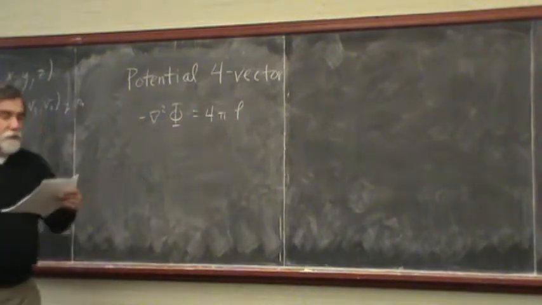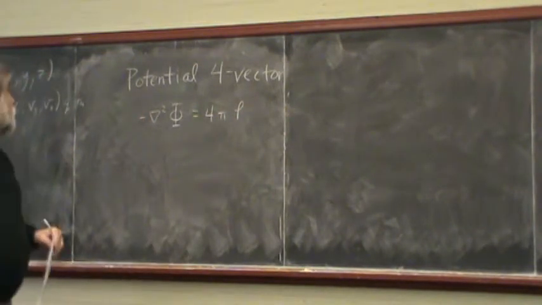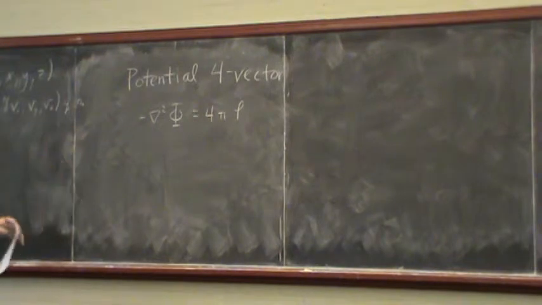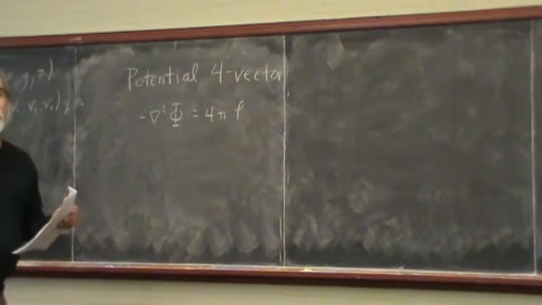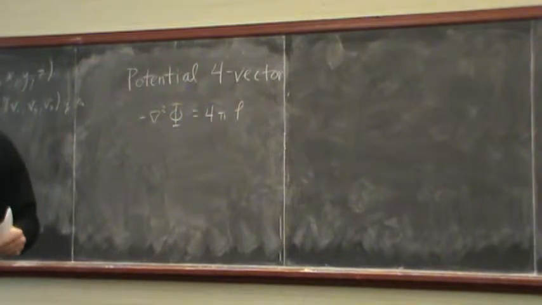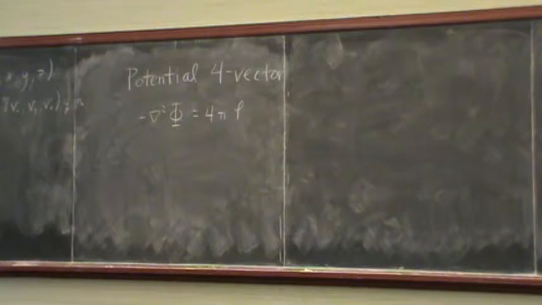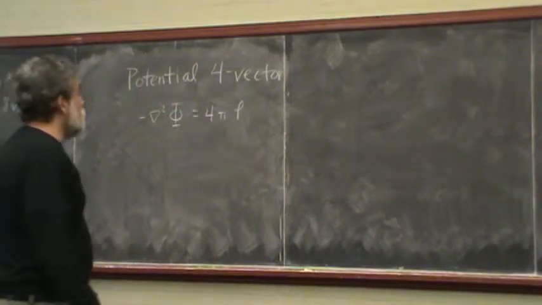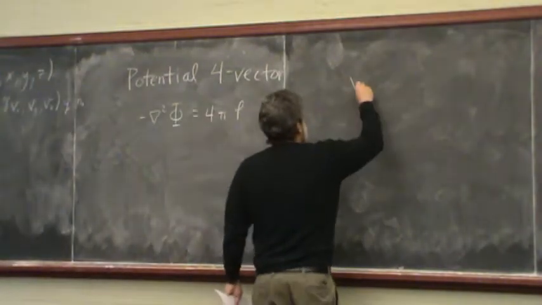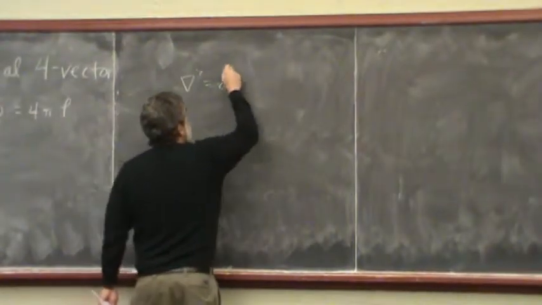So we want something that's going to obey this. Make sure my 4 pi's are in the right place. We want to obey that, and we want it to transform. And we didn't define the Laplacian in 4-vector form. We haven't done that yet. You wrote up that you were going to do it, and then you forgot to.